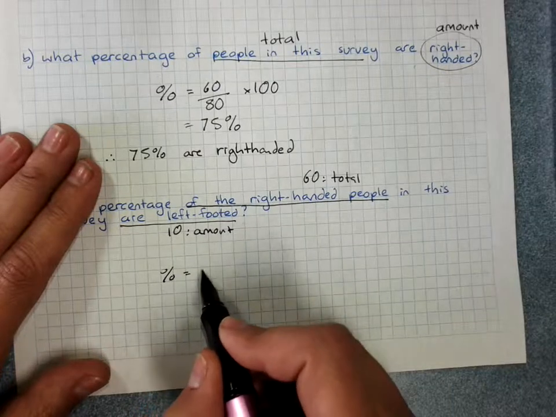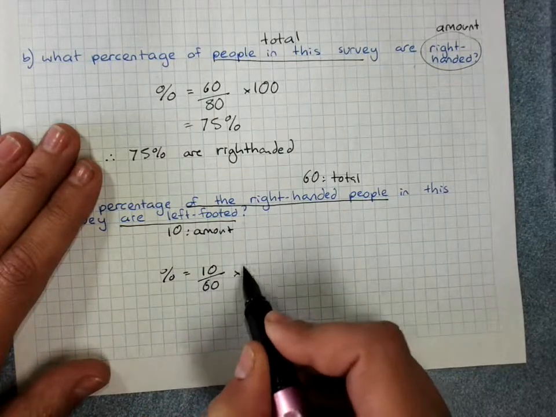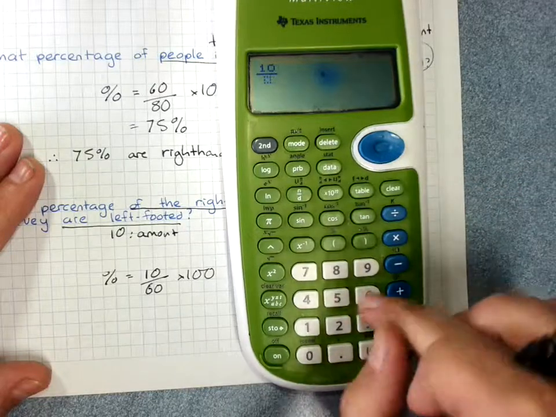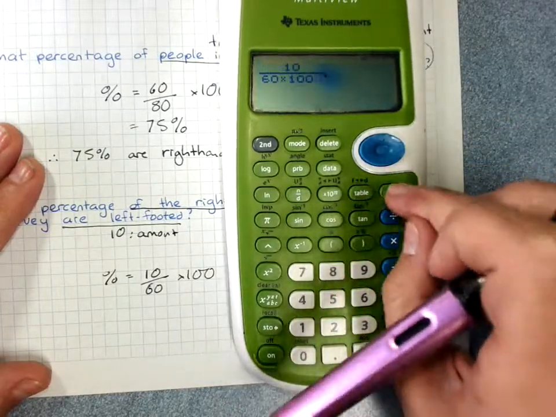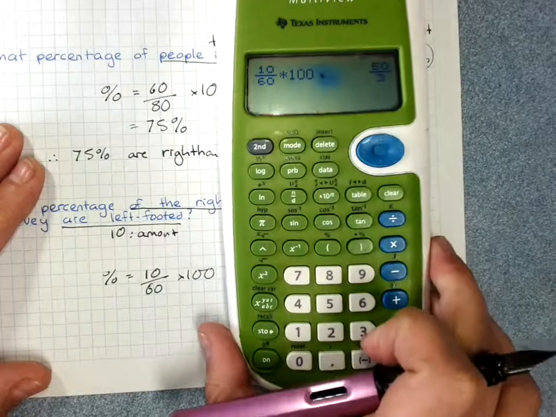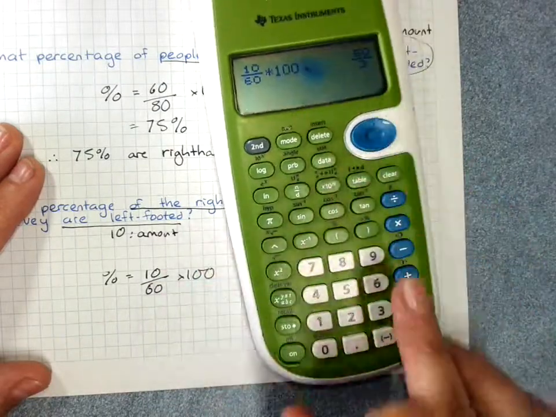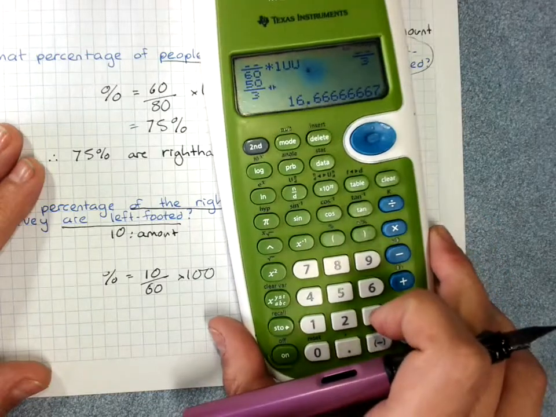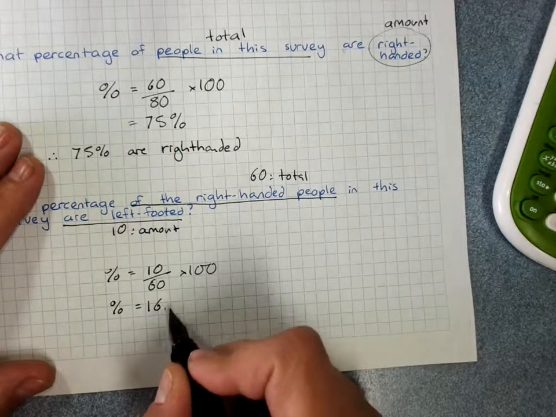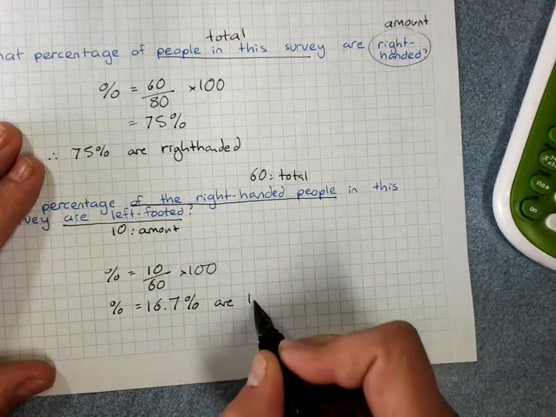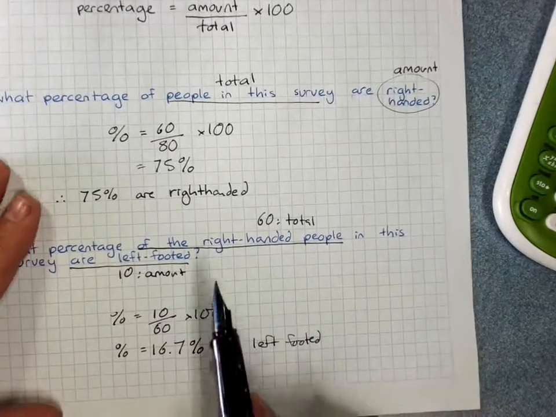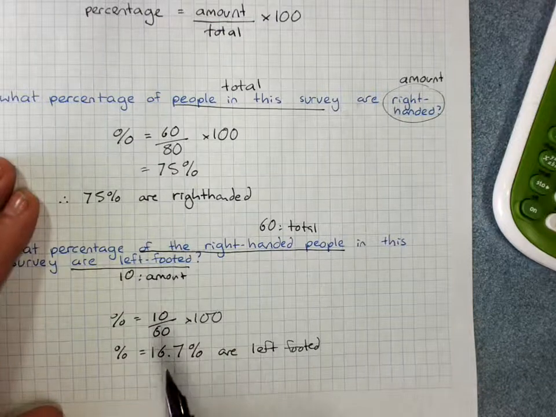So my percentage will be my amount out of my total times 100. Use your calculator. Amount out of the total times 100. If you get the funny answer like this, remember to push the double arrow key. 16.66, and the question will be to 1 decimal place. 16.7% are left-footed out of the right-handed people. So that says if you're right-handed, you're more likely to be right-footed as well.